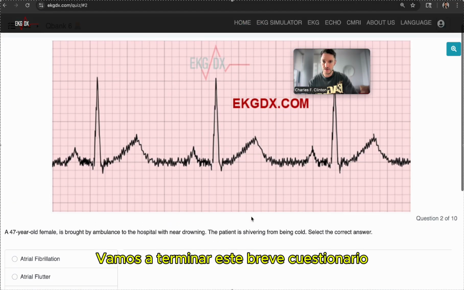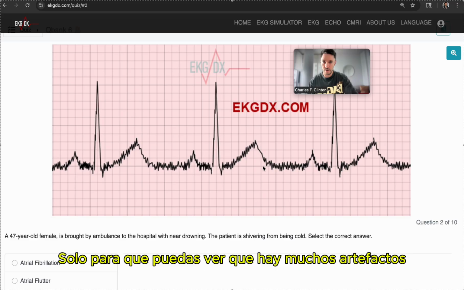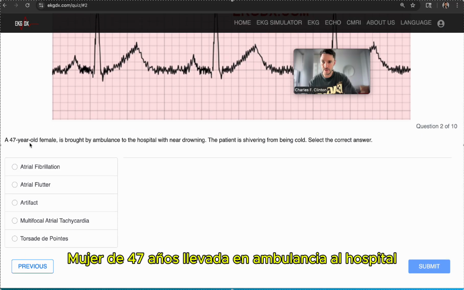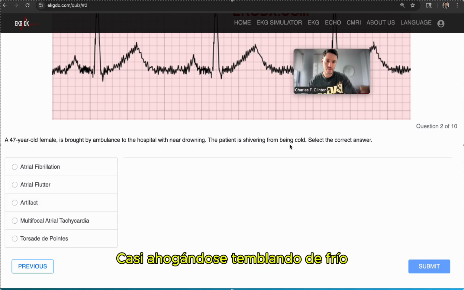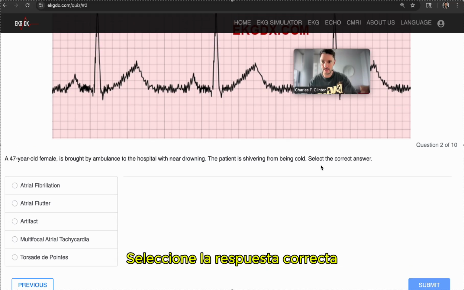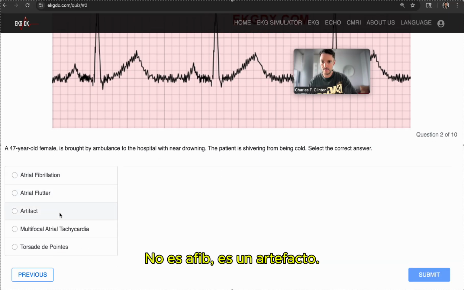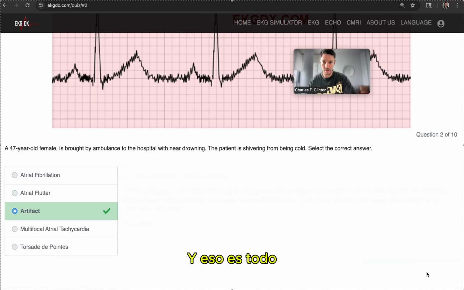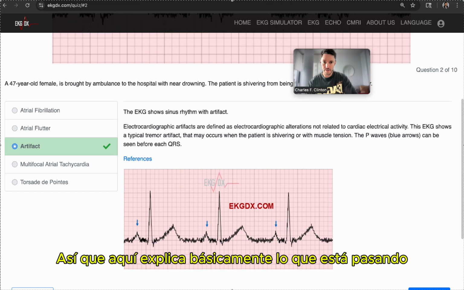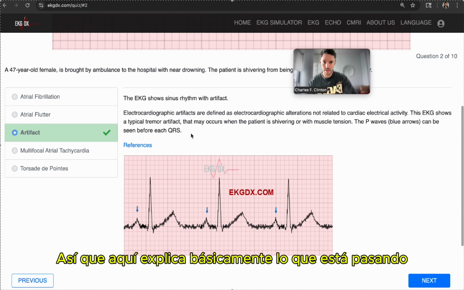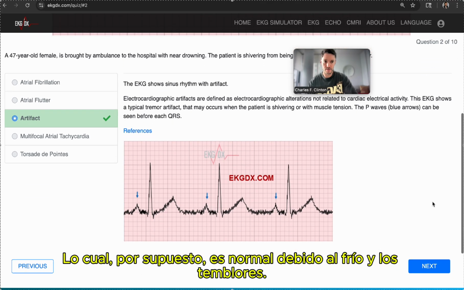Let's finish this short quiz just so you can see there's a lot of artifact. A 47-year-old female brought by ambulance to the hospital near drowning, shivering from being cold. Select the correct answer. There's a P wave, so it's not atrial flutter, it's not AFib, it's artifact, and that's it. Here it explains basically what's going on: typical tremor artifact, which is of course normal due to the cold and shivering.